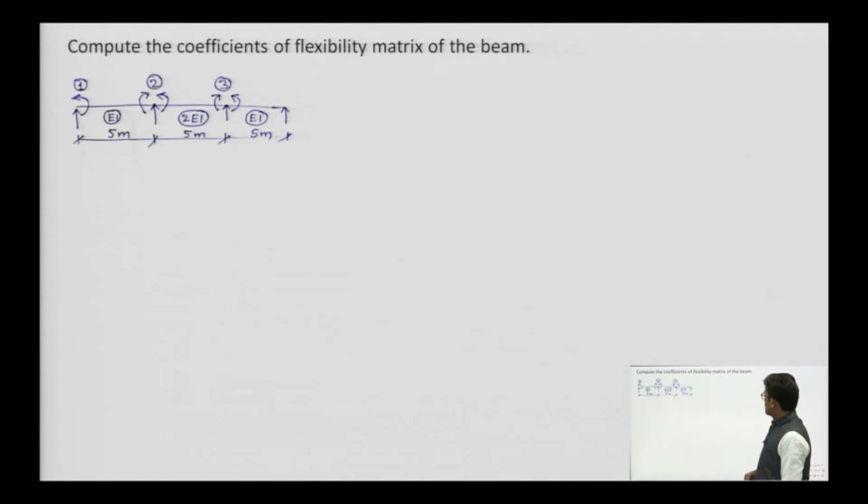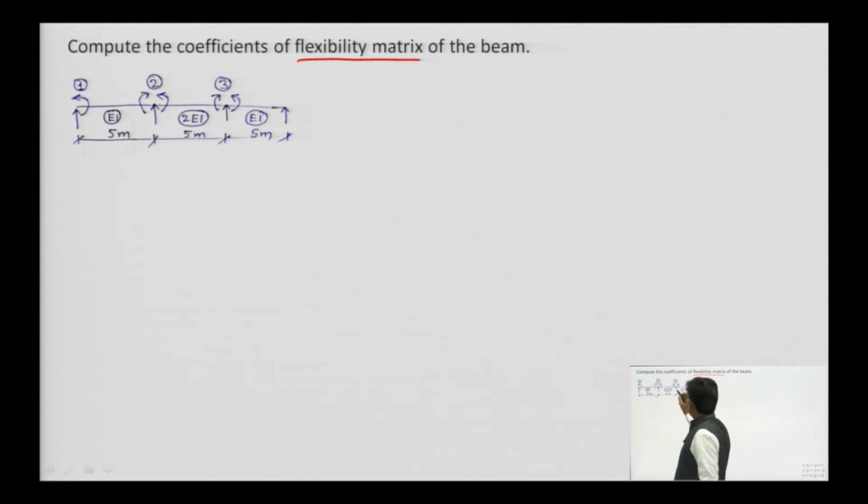Okay. So, this theorem is very helpful in making flexibility matrices. What is a flexibility matrix? Say in this example, we have a beam with supports 1, 2, 3, 4.